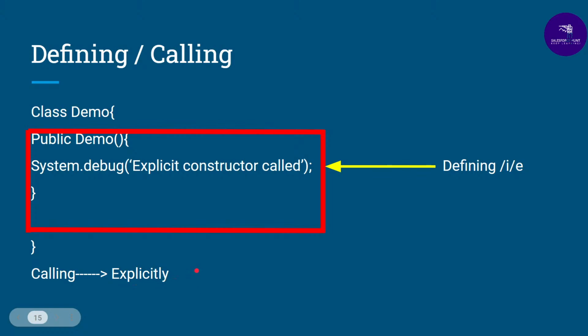So if you want to call any method or any Apex class, you can call it with the help of the instance name or any method name, based on your need. So calling is always explicit. Defining, we can define implicit or explicit. That is the meaning of these things.